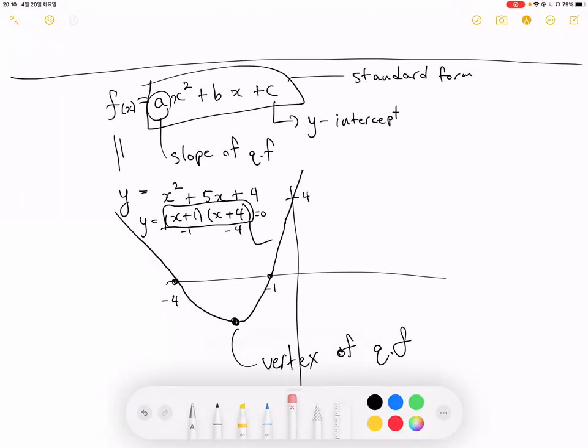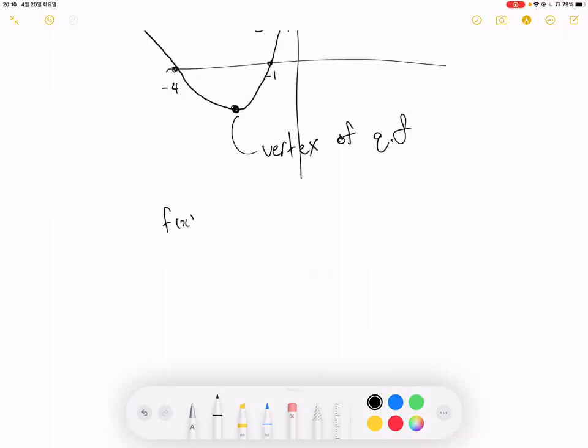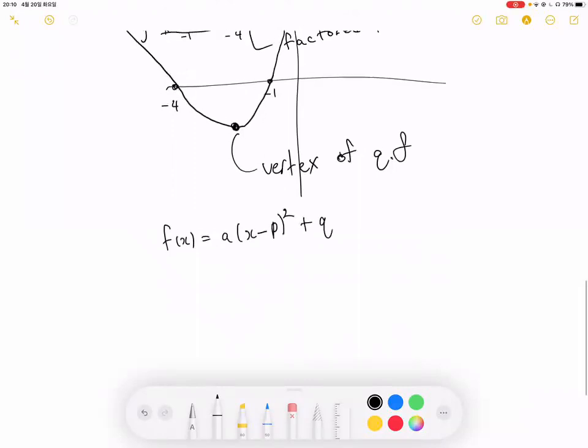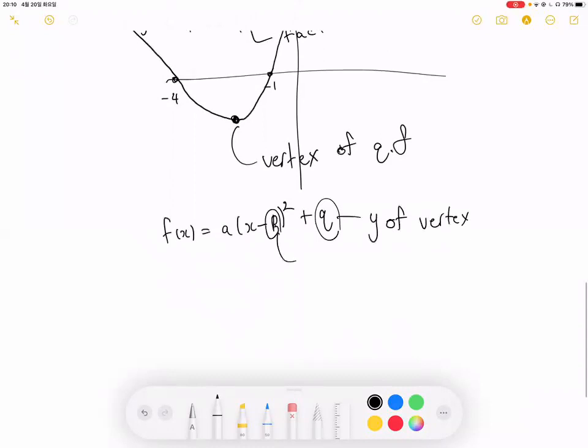This is the factorized form. And finally, we have another way to express a quadratic function, which is f(x) equals a(x minus p) squared plus q. Here, q represents the y of the vertex, and p represents the x of the vertex.